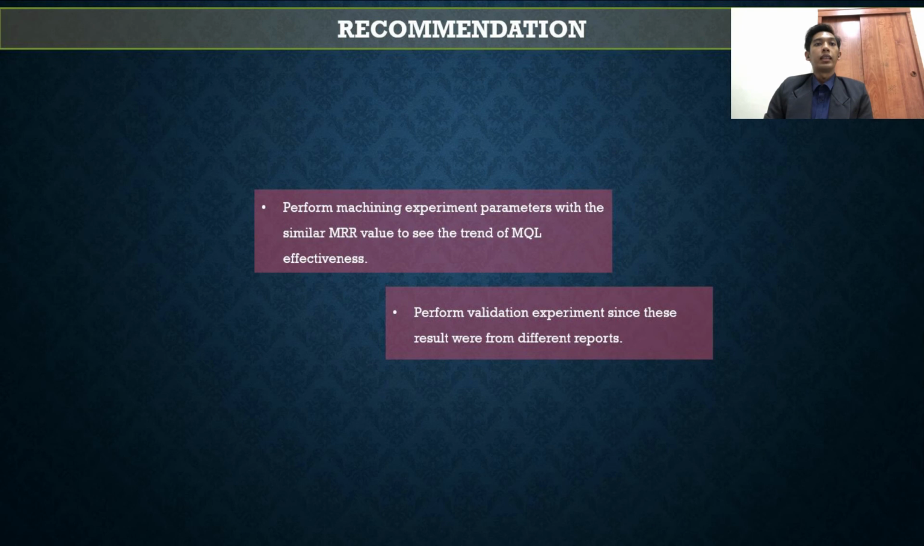So finally, here is the recommendation of this study. The recommendation is to perform machining experiments with parameters of similar MRR value to see the trend of MQL effectiveness. The second recommendation is to perform a validation experiment since these results were from different reports.